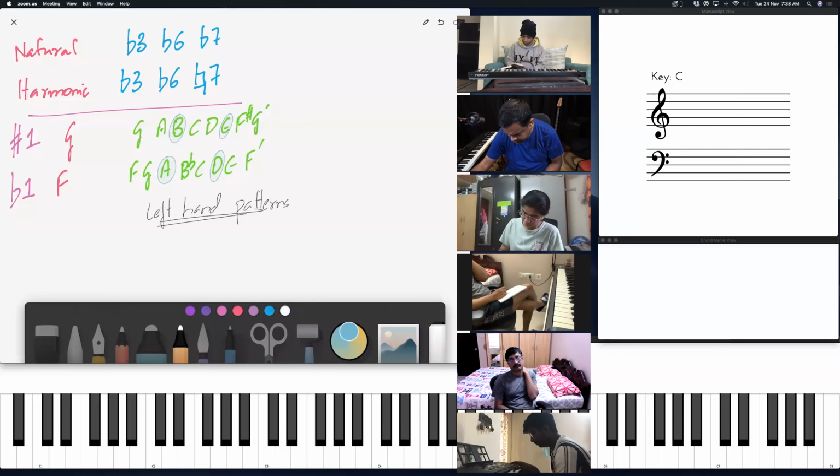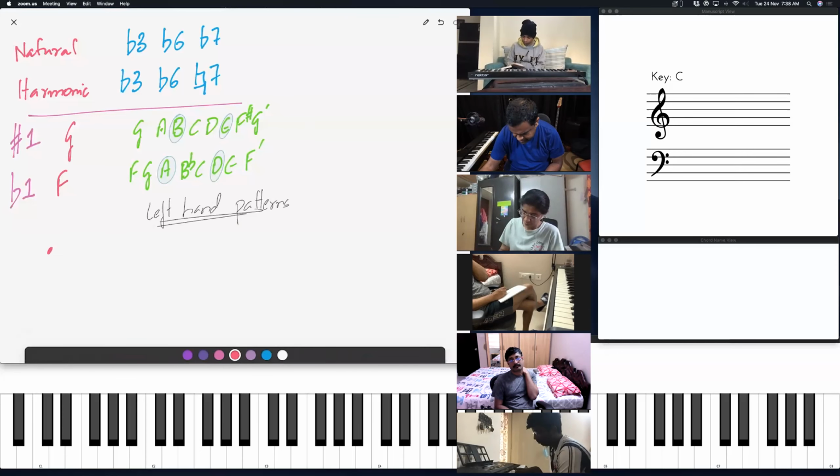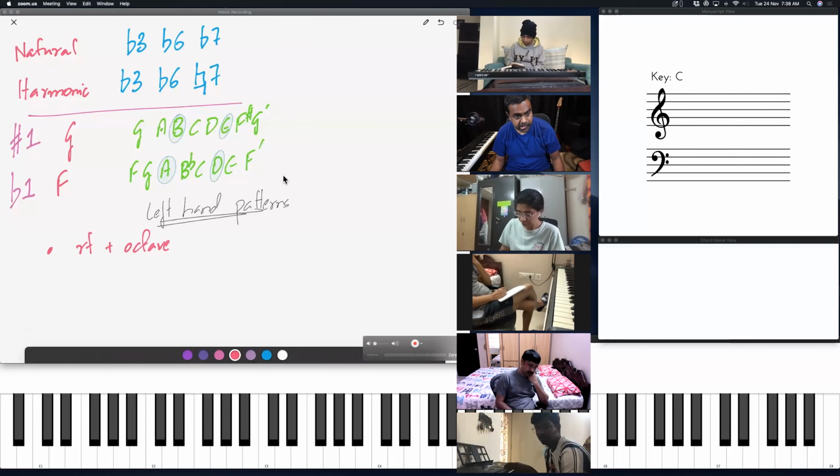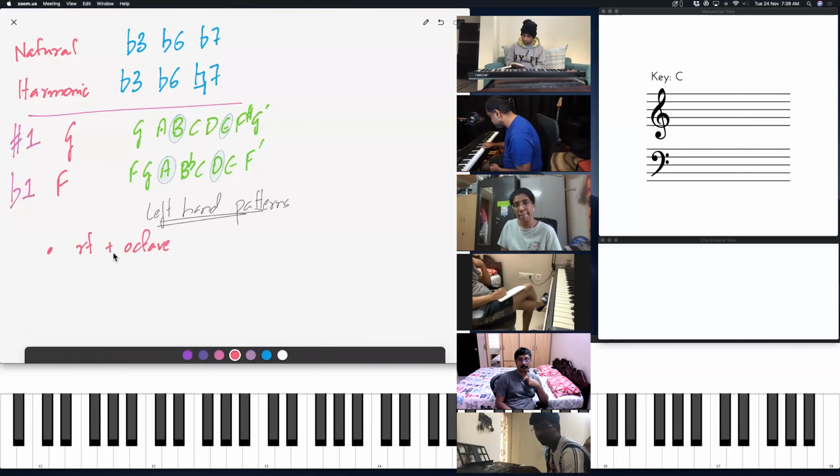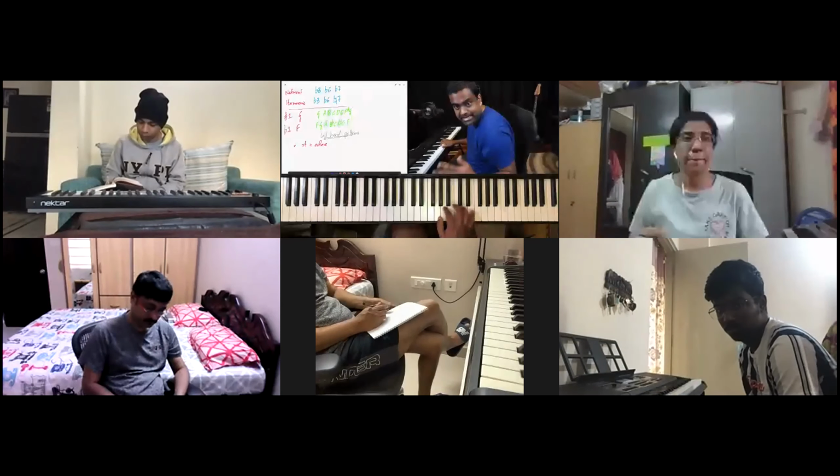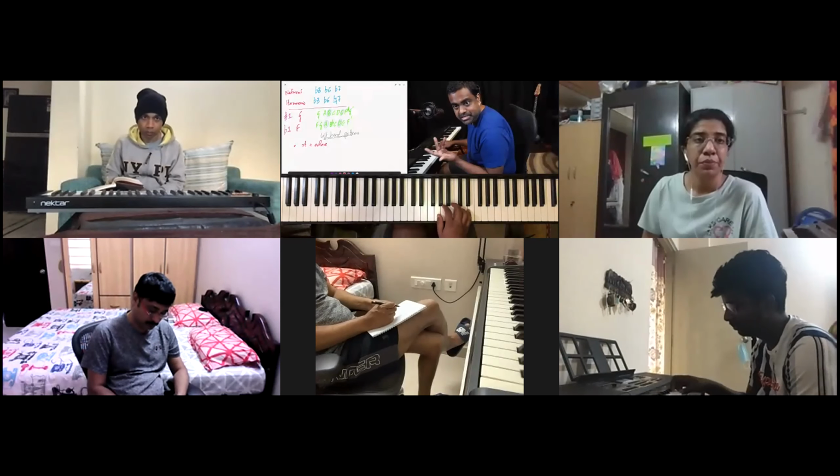We'll do more once we do in the theory class. The first left hand pattern you could do is root plus octave together, and you could explore the scale. So if you do something like this, by the way, the whole exercise is now, well, the scale has changed, but the tune is still the same, isn't it?